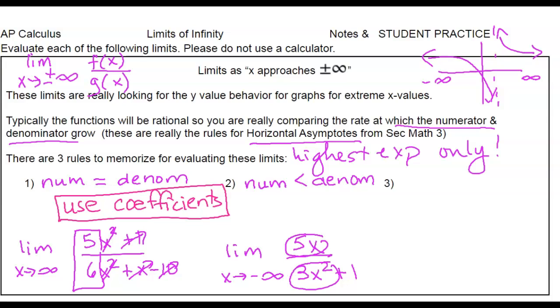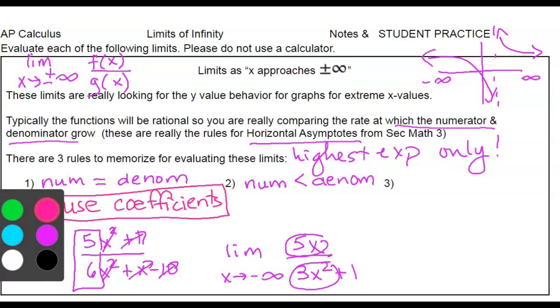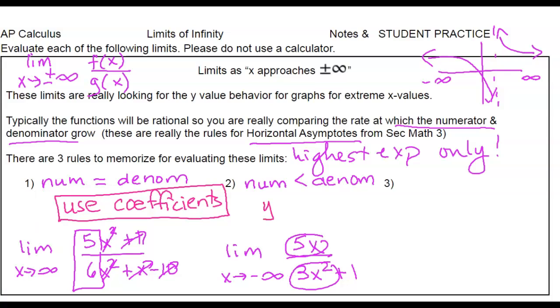And so theoretically, these values are going to be so small that they will approach 0. Whether it's positive or negative side, it doesn't matter. They're closer and closer and closer to 0. So that's your answer. Not y, it's our limit, 0, okay? y equals 0 would be the asymptote. The limit value is 0.